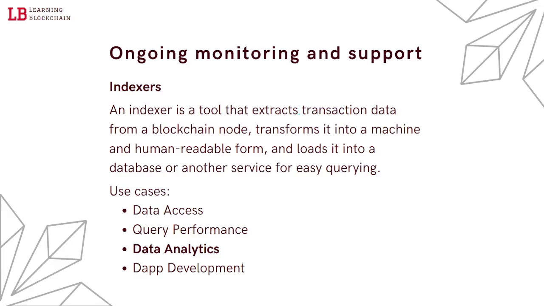Another useful tool for monitoring our chain are indexers. The indexer extracts transaction data from a blockchain node and loads it into a database or another service for easy querying. The common use cases of an indexer are data access, query performance, data analytics, and development. In every Cosmos SDK application, we have an indexer that we can enable.